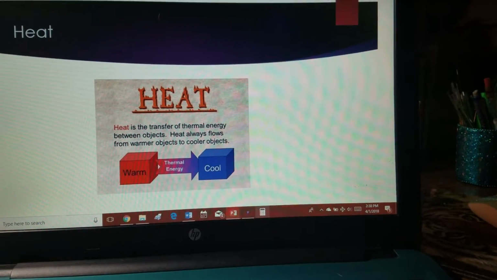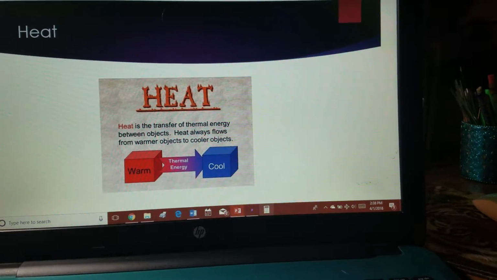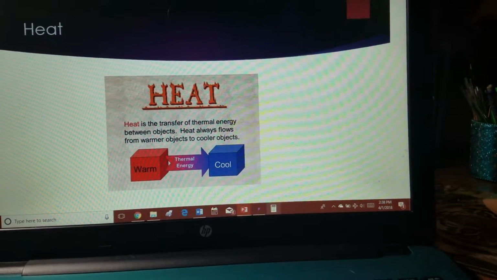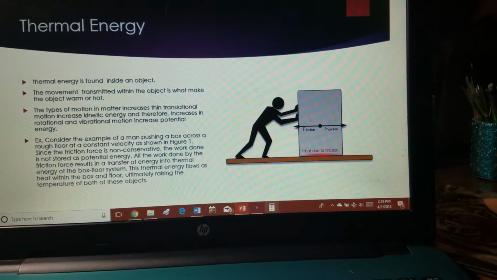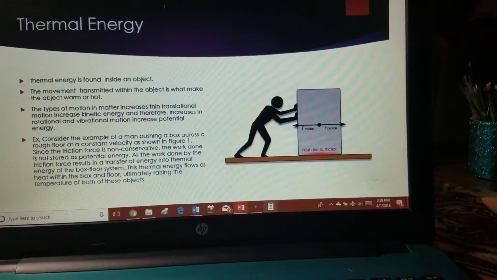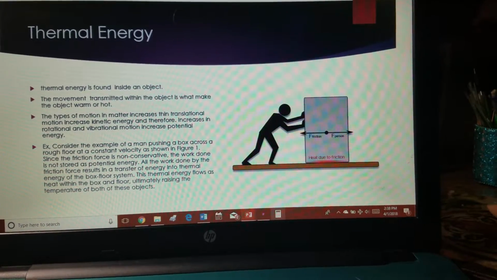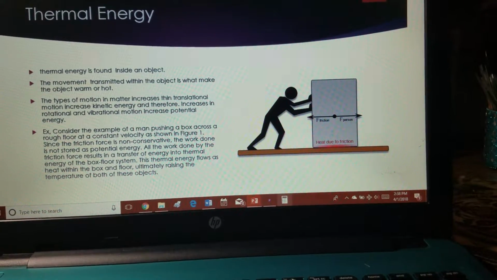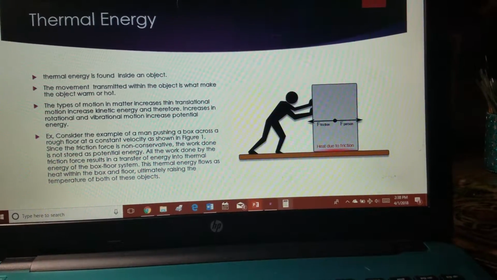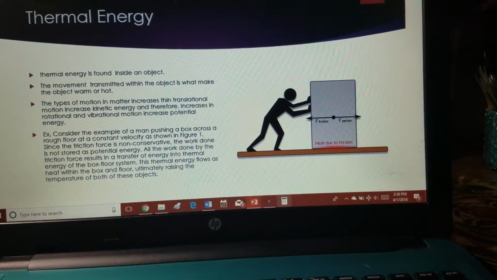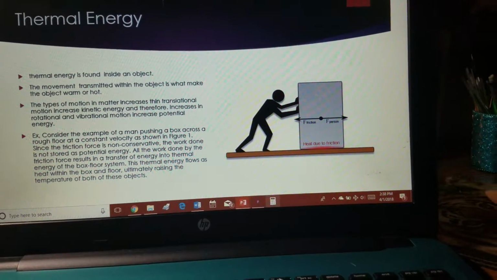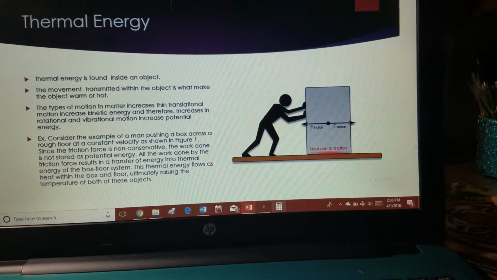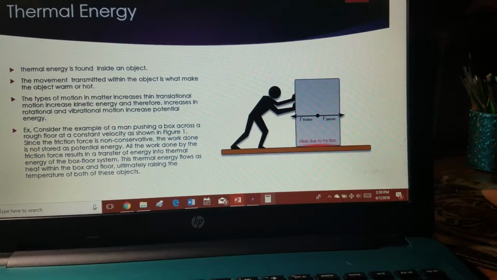Heat is transferred by thermal energy between objects. Heat always flows from a warm object to a cooler object. Thermal energy is the movement within the object that makes the object warm or hot. The types of motion in matter increase. Translational motion increases kinetic energy, and increases in rotational and vibrational motion increase potential energy.